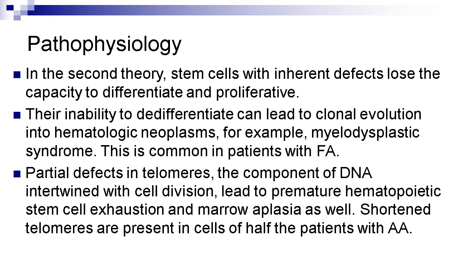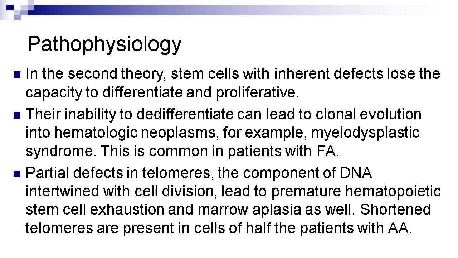The other explanation or theory is that stem cells with inherited defects lose the capacity to differentiate and proliferate. Inherited defects like that of Fanconi anemia, BRCA mutation, or that of dyskeratosis congenita, the telomerase genes. Okay? Their inability to differentiate can lead to clonal evolution into hematopoietic neoplasms. This is a very important point.